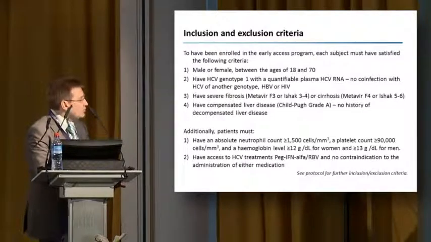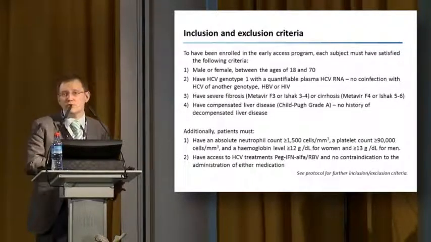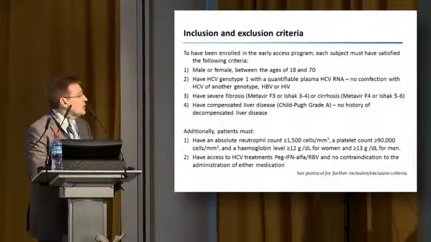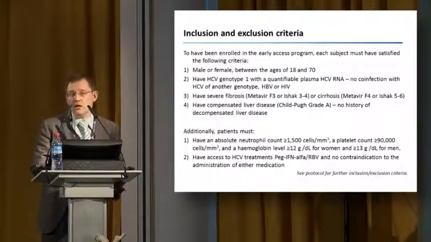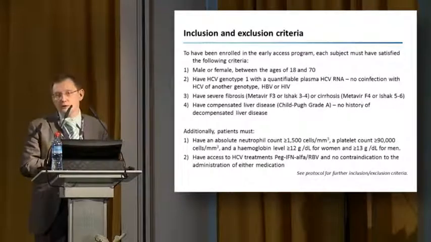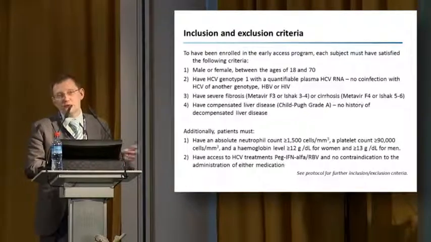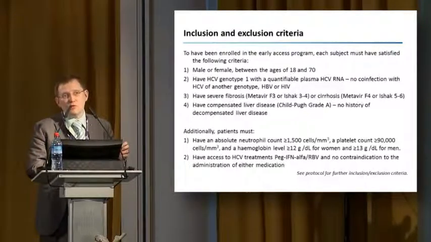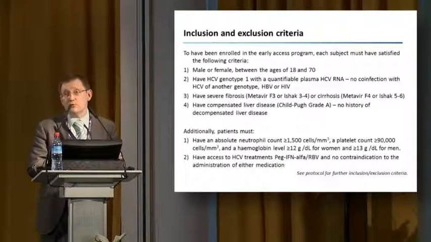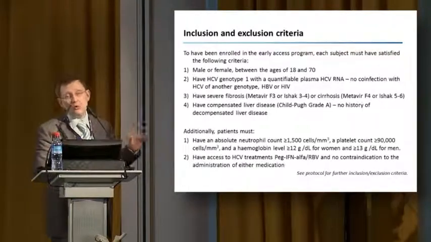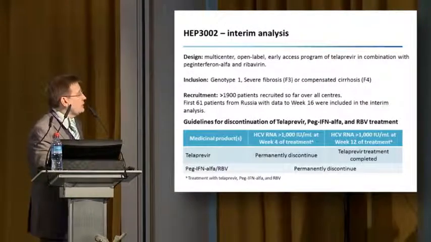There were also strict rules for the neutrophil count and hemoglobin level, and no contraindication to administration of both medications. So the most complicated cases, or those with possible early failure of this kind of treatment, were excluded just before the beginning of the trial according to the inclusion and exclusion criteria.